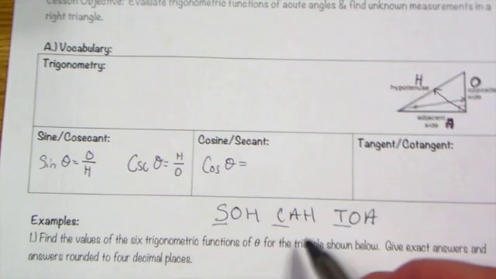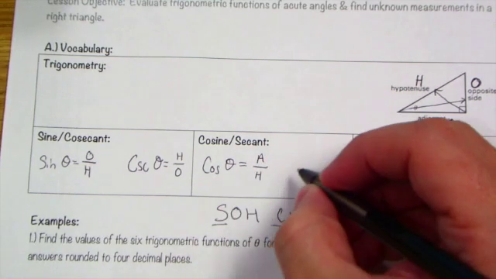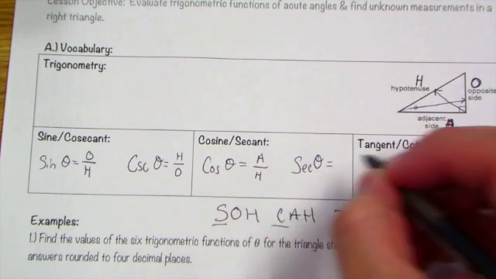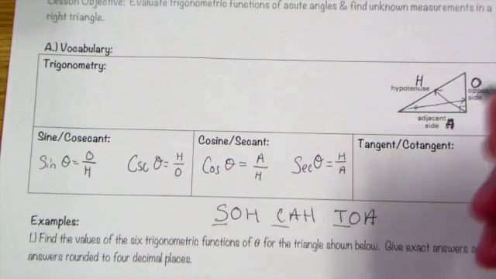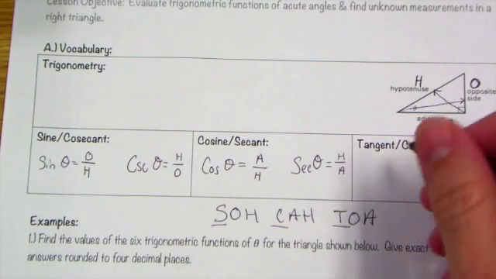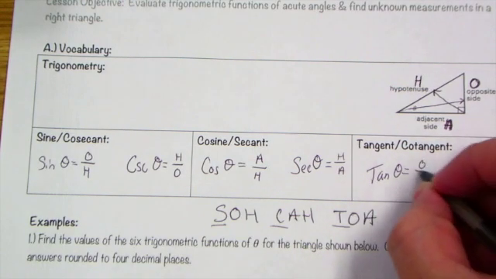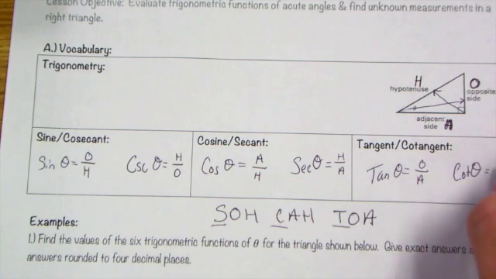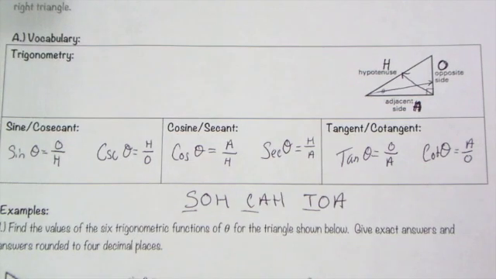Cosine of theta is AH, or adjacent over hypotenuse, which means that secant, written as SEC theta, is just the inverse, H over A. And tangent, the only one that's consistent, tangent of theta, OA, means opposite over adjacent. Its inverse being cotangent, COT of theta, is just the inverse, A over O. Sorry, that's not on the screen.